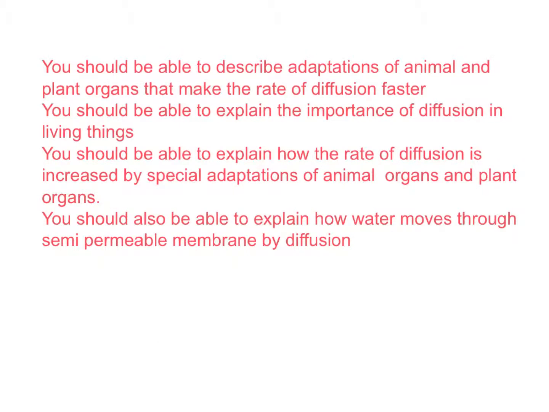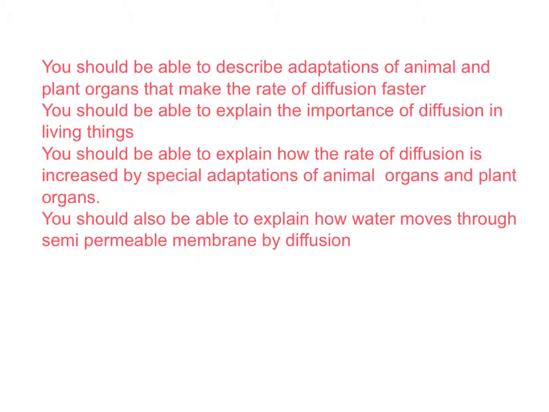You should now be able to describe adaptations of animals and plant organs that make the rate of diffusion faster. So for example, leaf, lungs and special organs, you should be able to describe the adaptations to increase the rate of diffusion. You should also be able to explain the importance of diffusion in living things. So why is it important?